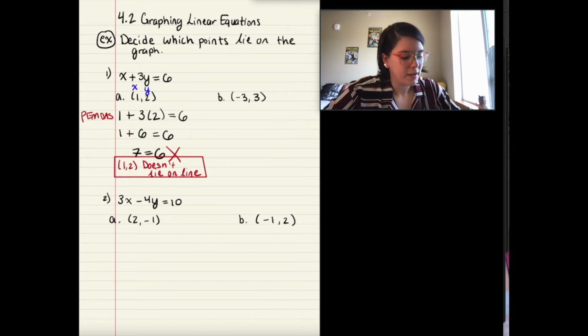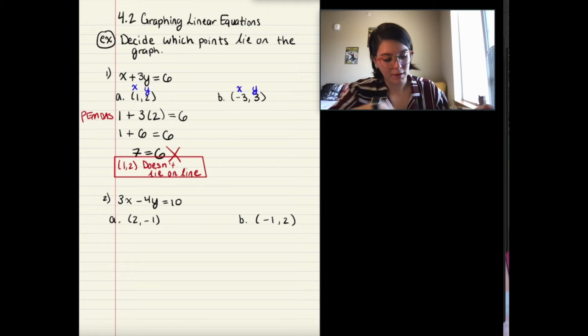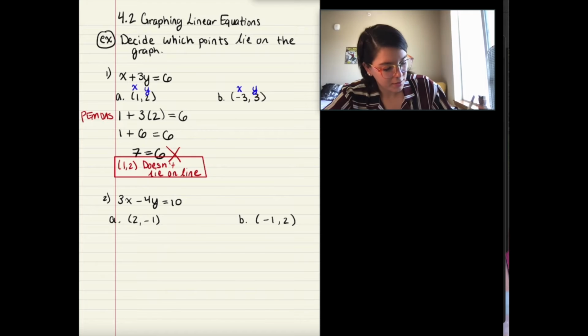So we have the point negative 3, 3, and we're trying to figure out if it's on the line x plus 3y equals 6. Remember again, this is x and this is y. So anywhere there's an x, we'll plug in negative 3. Anywhere there's a y, we'll plug in positive 3. So we have negative 3 plus 3 times our y, which is positive 3, is equal to 6.